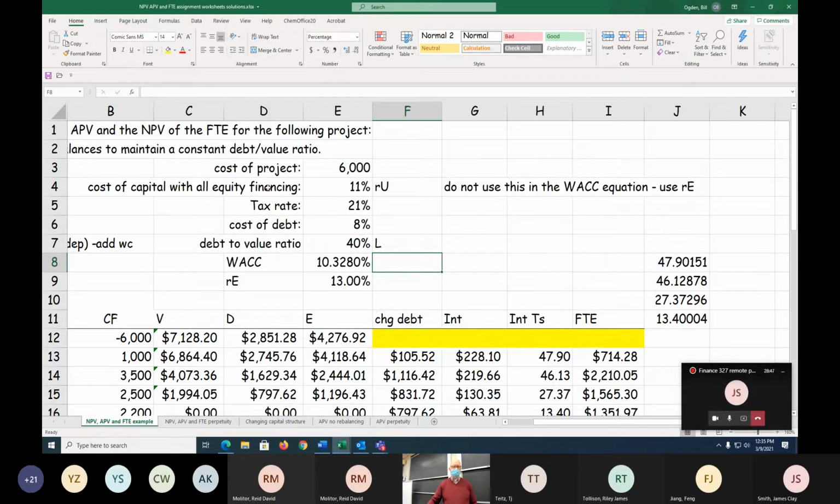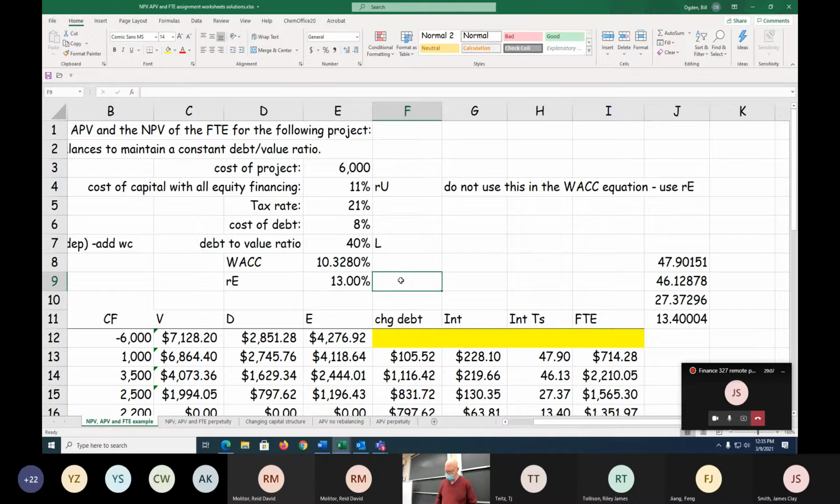Cost of capital with all equity financing. That's RU. And we will never use this in the WACC equation. Right? We use RE. Okay, so the first thing to find this WACC, we have to find RE.